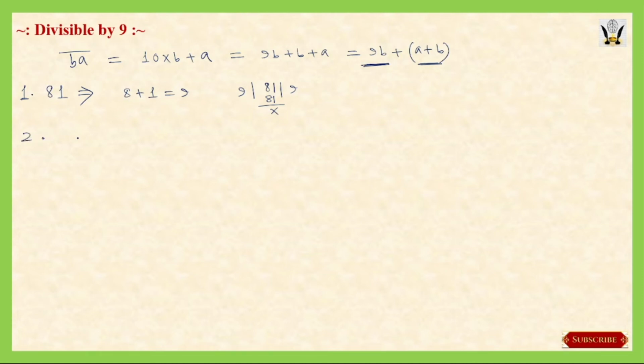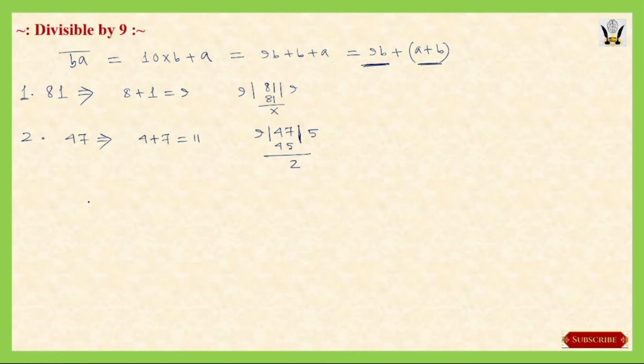Then if we take another example, say 47, and check the divisibility by 9: 4 plus 7 is how much? 4 plus 7 is 11. And if we divide 47 by 9, 9 fives are 45, and the remainder will be 2. That means 47 is not divisible by 9, and that we have already seen from the result of the addition of both the digits.